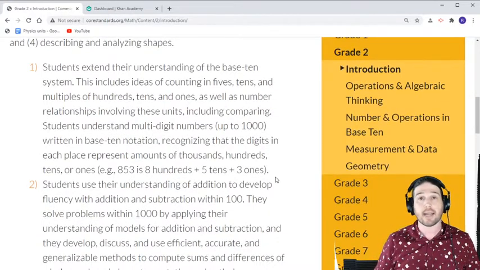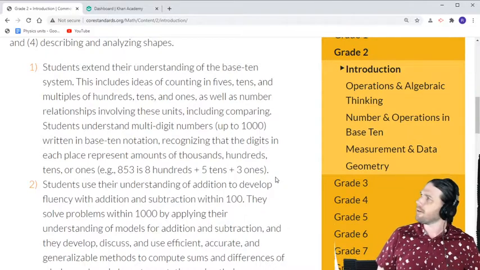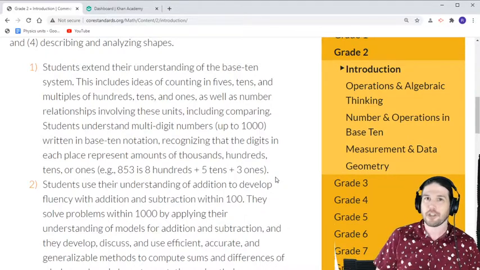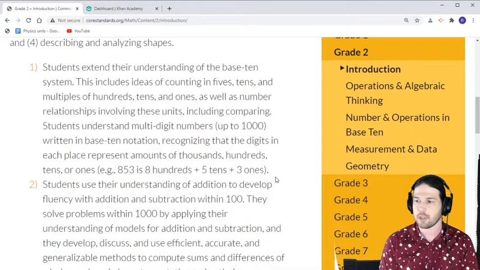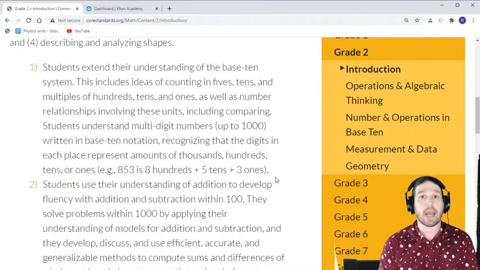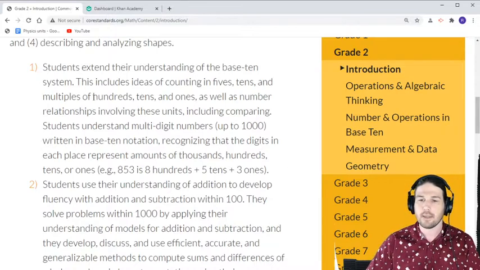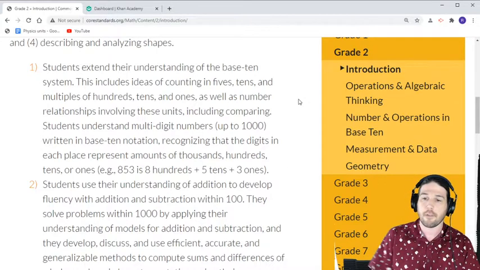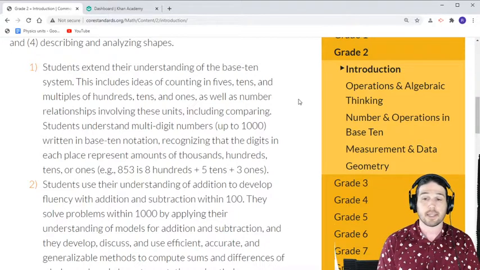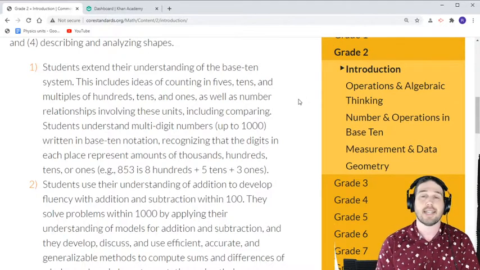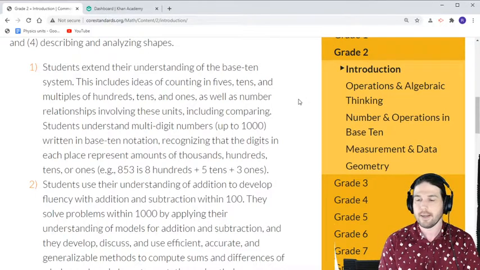And as always, I will be taking the very professional educator-focused language and breaking it down for you so that you have a realistic expectation of what is actually going to happen during a second grade class. Students extend their understanding of the base 10 system. This includes ideas of counting in fives, tens, and multiples of hundreds, tens, and ones, as well as number relationships involving these units, including comparing. It's a terrible sentence. These are not well written.